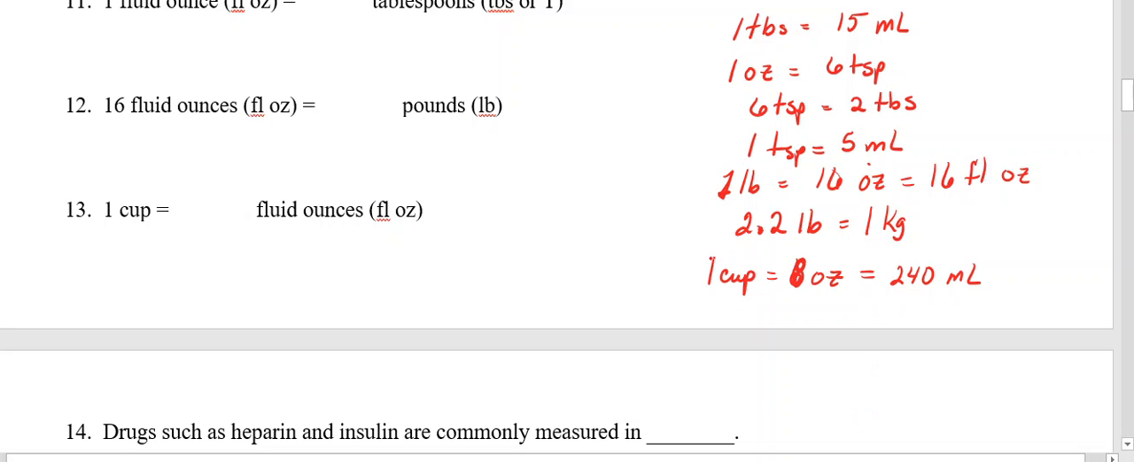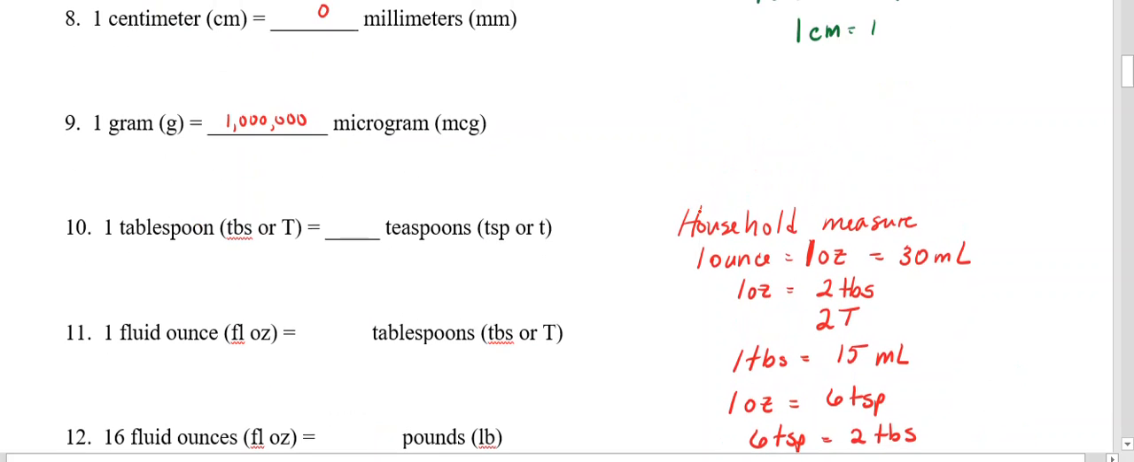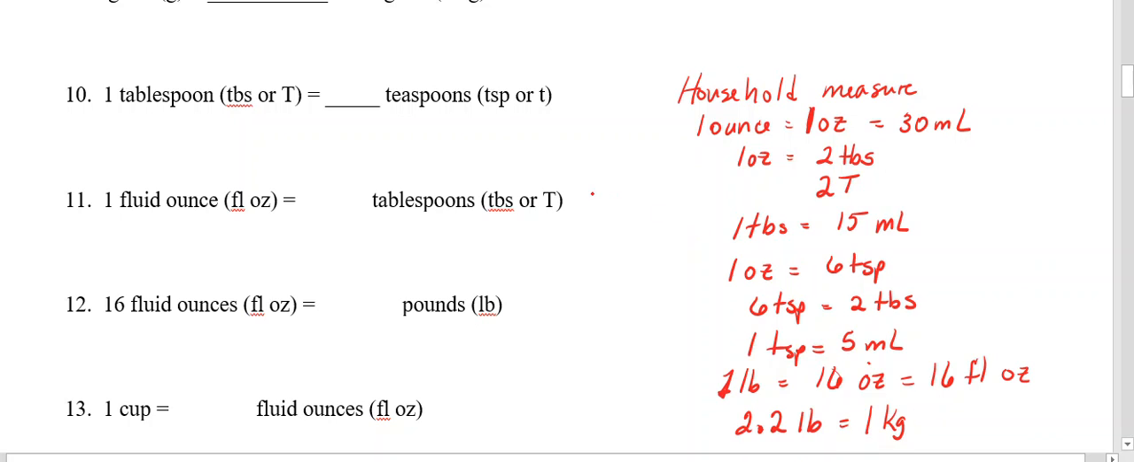So let's go back up here and go through our problems. Looking at number 10, 1 tablespoon equals how many teaspoons? If 6 teaspoons equals 2 tablespoons, I divide 6 by 2, and I get 1 tablespoon equals 3 teaspoons.